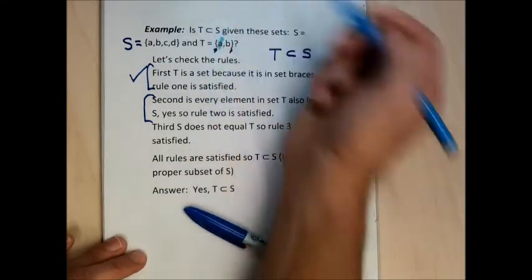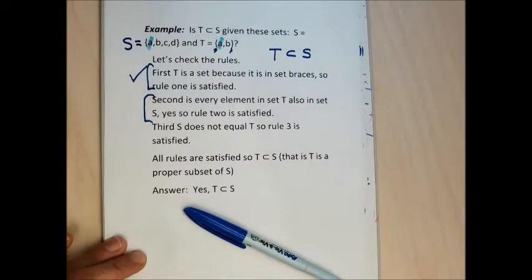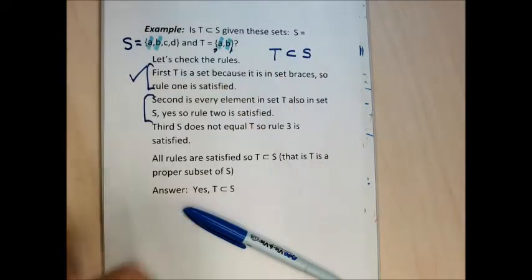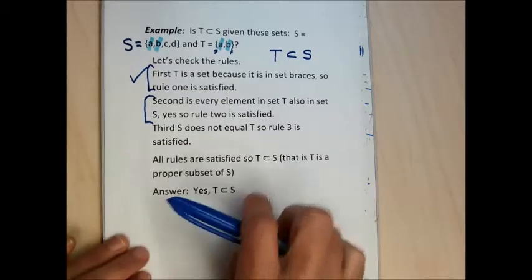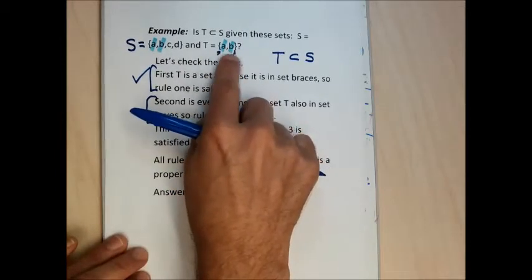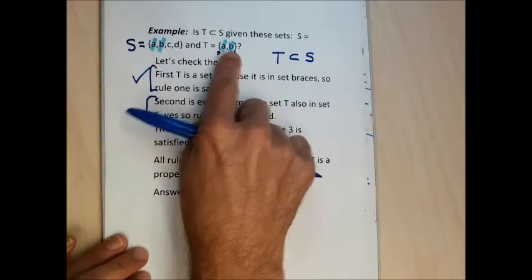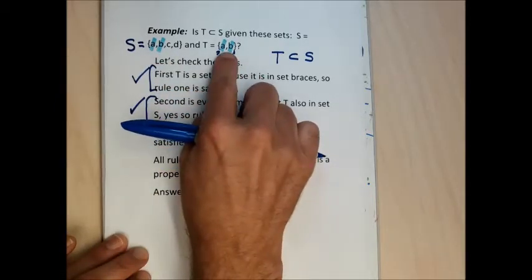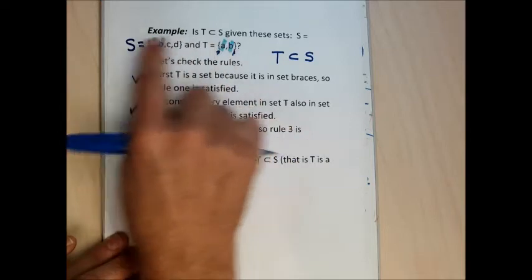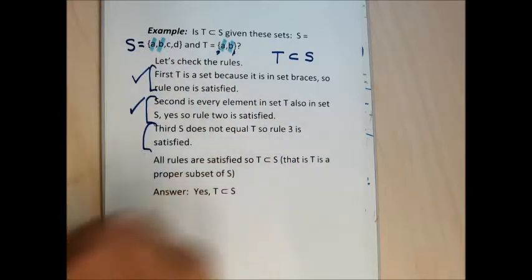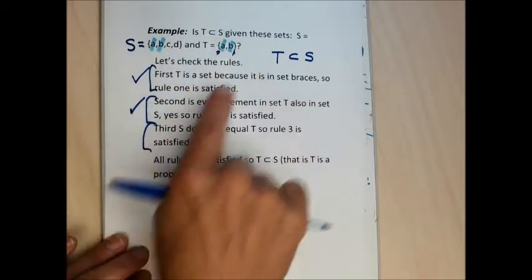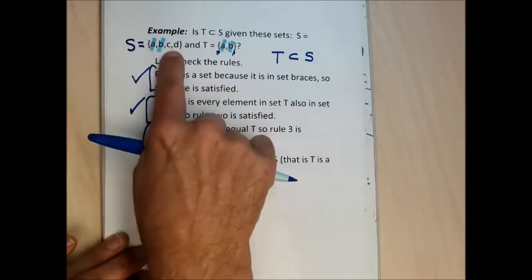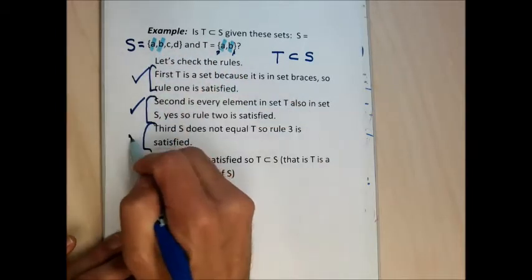T has an A in it. There's an A in S, so that's good. T has a B in it. S has a B in it. The second rule is satisfied because the two elements A and B of T are also elements of S. So the second rule just means every element in the left set is also in the right set, and they are. Third rule, because this is a proper subset, T and S can't be equal to each other, and they're not equal because S has a couple extra elements in it, so the sets aren't equal.